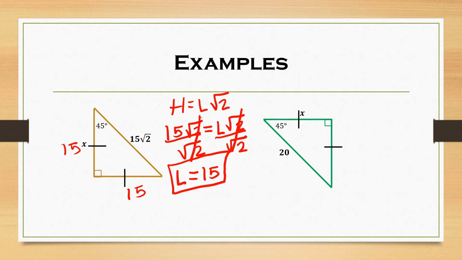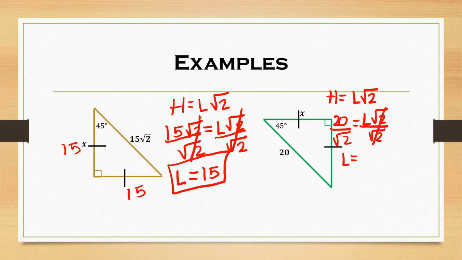Ayan. Given na naman ang hypotenuse. Pero ang hypotenuse natin is 20. So, para makuha natin ang length ng ating leg, okay? So, we have h is equal to leg times the square root of 2. Since na ang ating hypotenuse is 20, so we have 20 is equal to leg times square root of 2. So, divide both sides by square root of 2. So, cancel dito. Leg is equal to 20 over square root of 2.